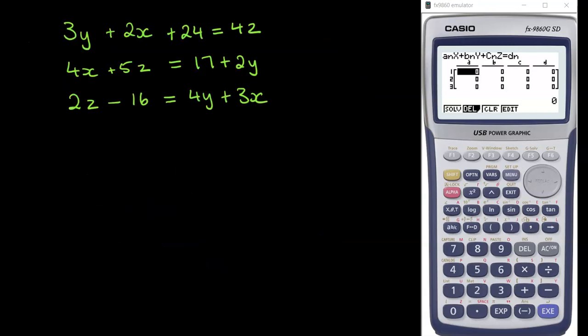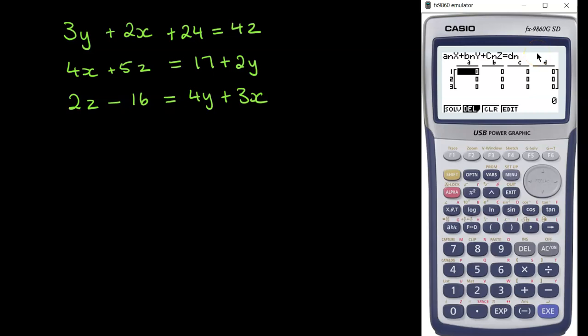In this example, all of our variables are mixed up all over the place. But to be able to enter them into this table on our calculator, we need to put them into the correct format that it has up here: x, then y, then z equals the number. So we'll rearrange these equations to put them into that format.